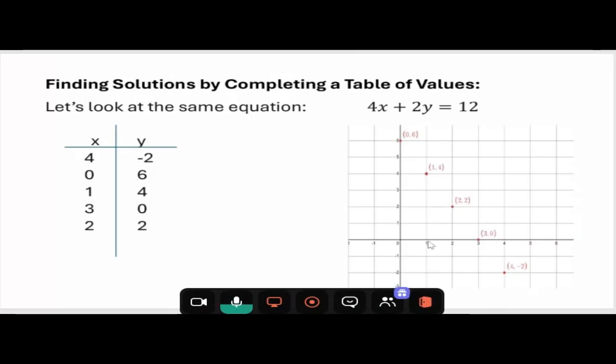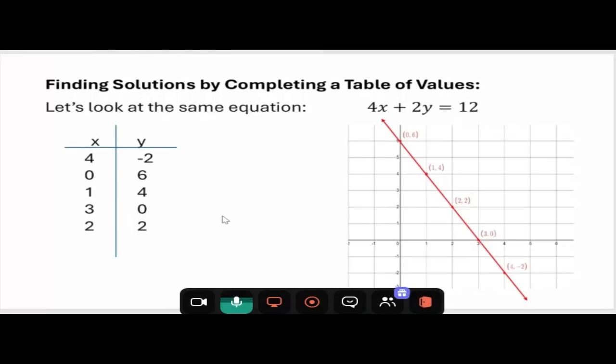X is 2 and y is 2. 2 to the right, 2 up. There's that one, right? X is 4 and y is negative 2. 4 to the right, down 2. There it is right there. So I took all those points, I put them on a graph, and as before, we see they all sit on a straight line like so.